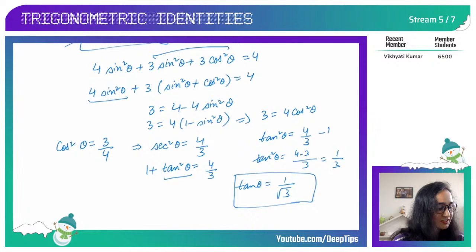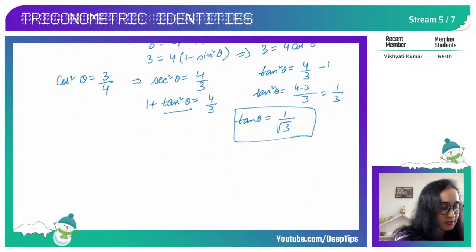Isn't it interesting? We started from sine square theta and cos square theta, and eventually we landed on tan theta. So you need to keep all the trigonometric identities in mind to solve it, and keep all your options open, because there are many ways to solve a trigonometric identity. Okay, so I hope you are clear with this.